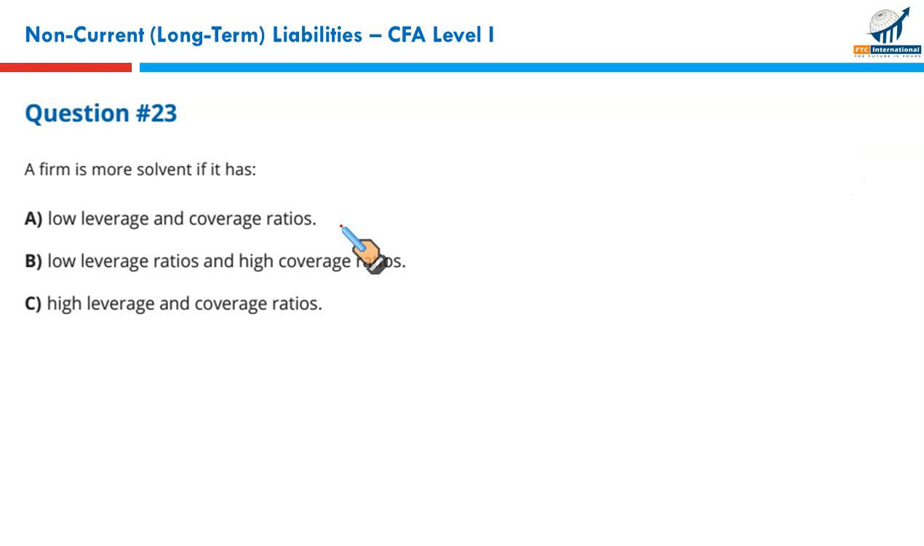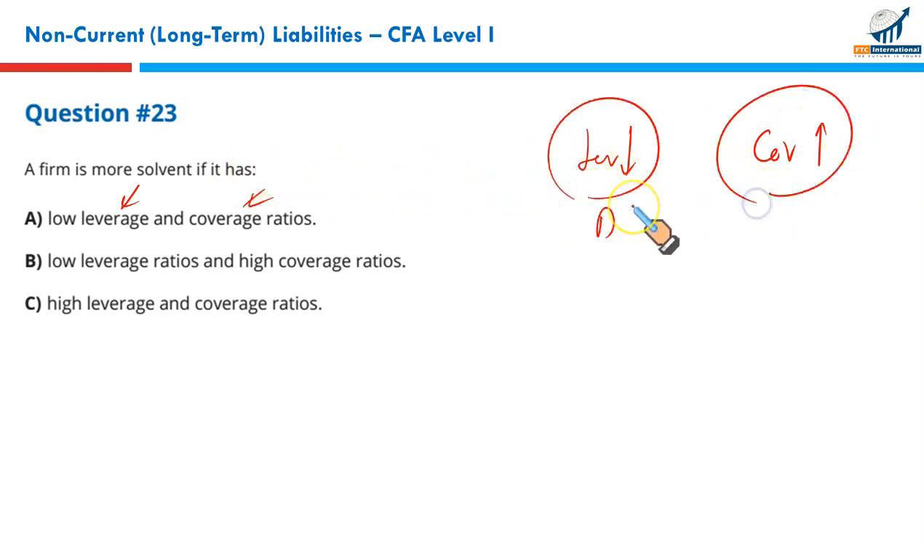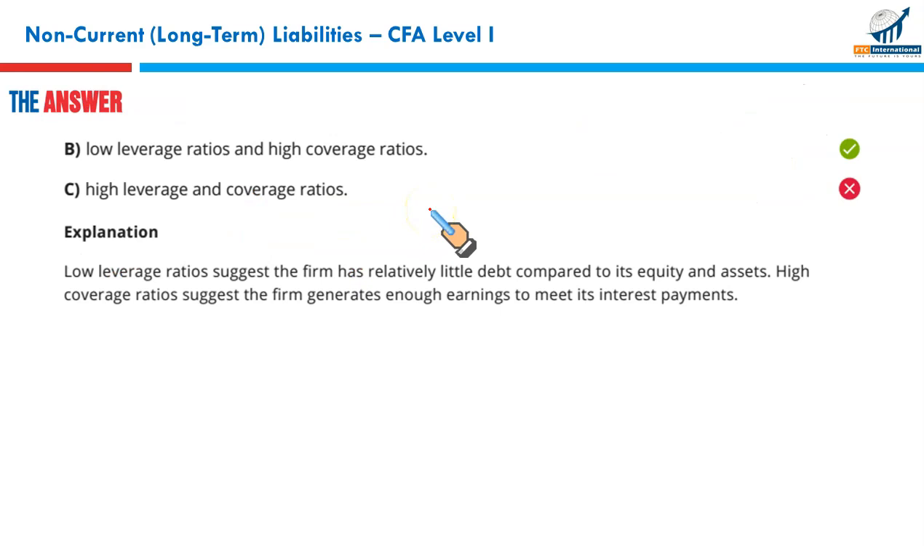Next, a firm is more solvent if it has... two ratios are involved: leverage and coverage. The lower the better, the higher the better. That's debt upon, so I don't need to write the formula. The leverage ratio should be lower, the better. A more solvent firm will have lower leverage and higher coverage ratio. So we don't need to do any computation. No need of formula. Low leverage and high coverage ratio. That makes B the correct option.